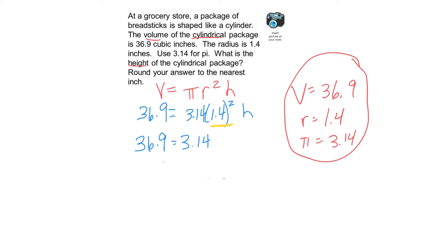1.4 times 1.4. Hey, Alexa, what is 1.4 squared? 1.4 squared is 1.96. Okay, and now I know I'm going to do this next. So I'm going to write everything down that I did not underline exactly how it is. Hey, Alexa, what is 3.14 times 1.96? 3.14 times 1.96 is 6.1544.